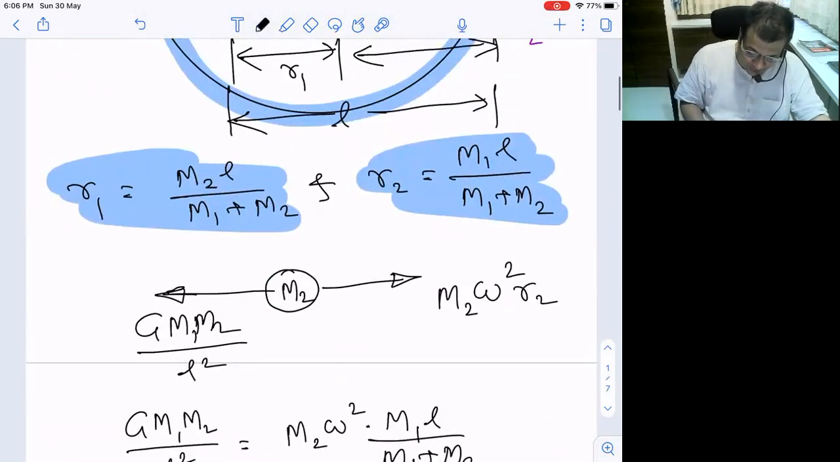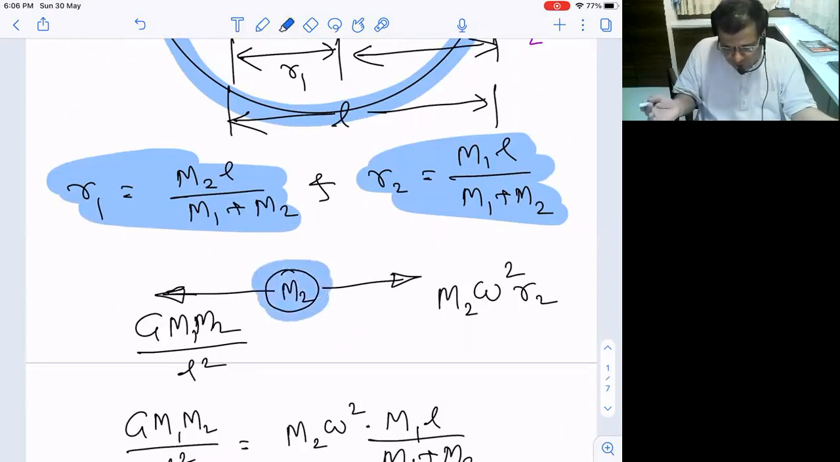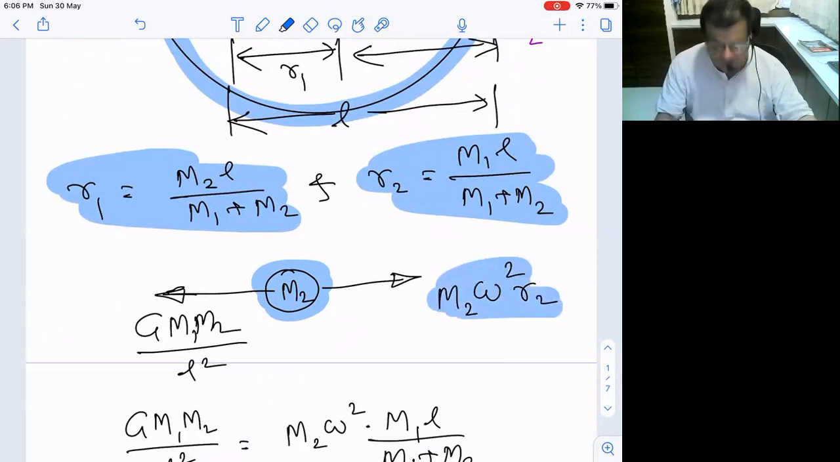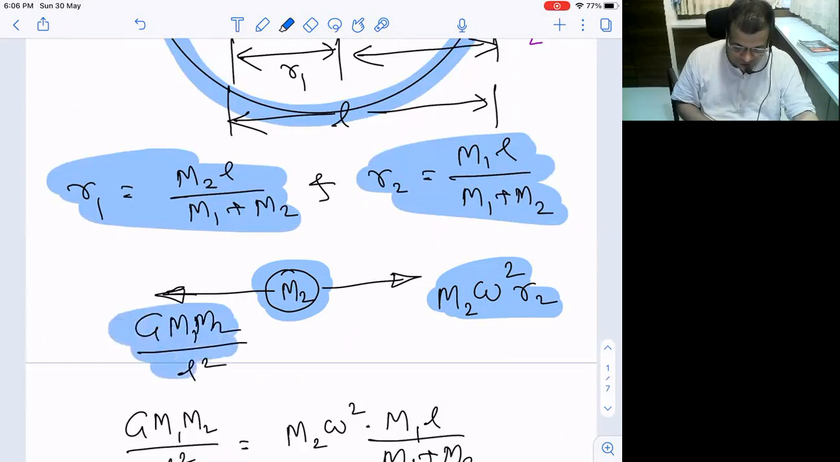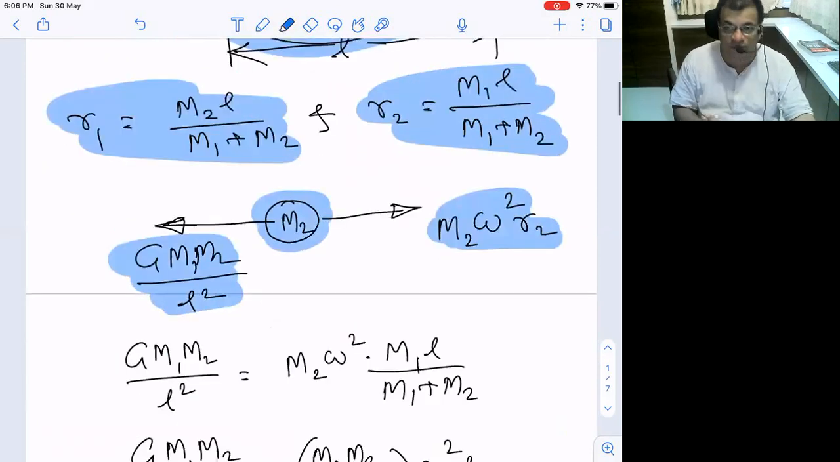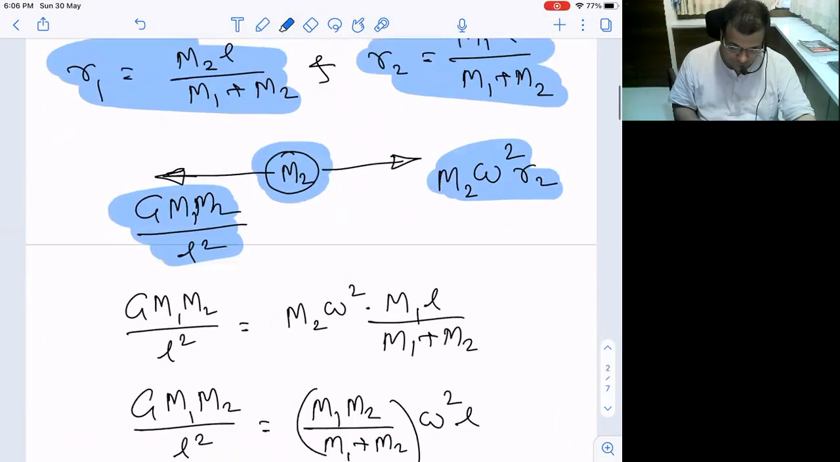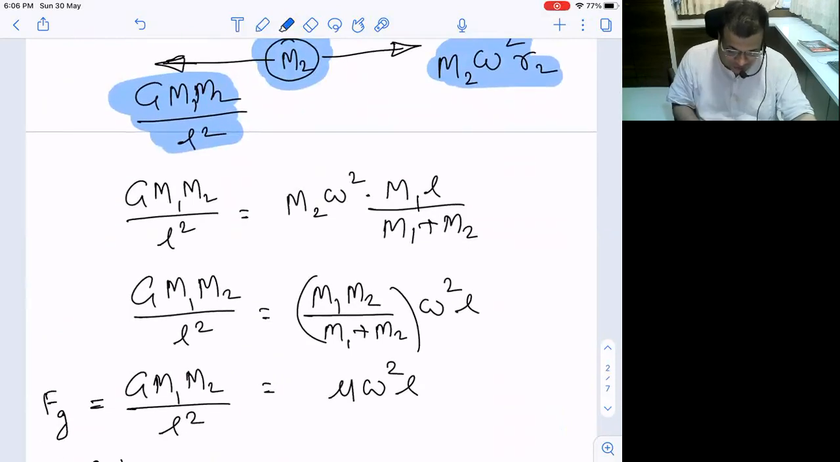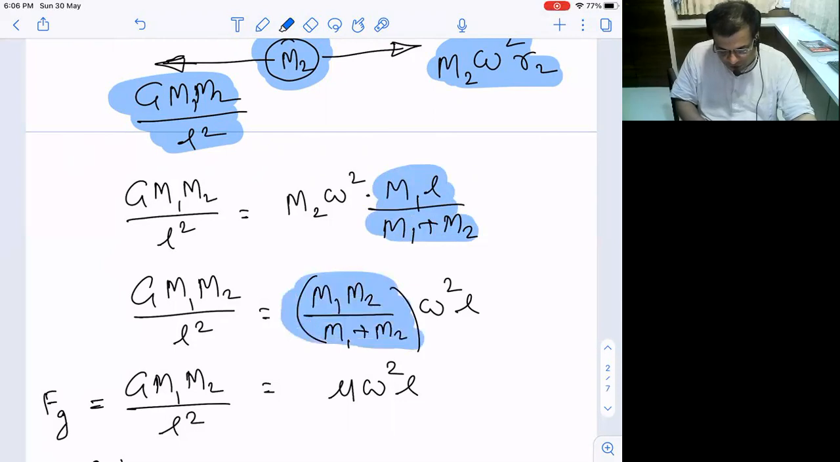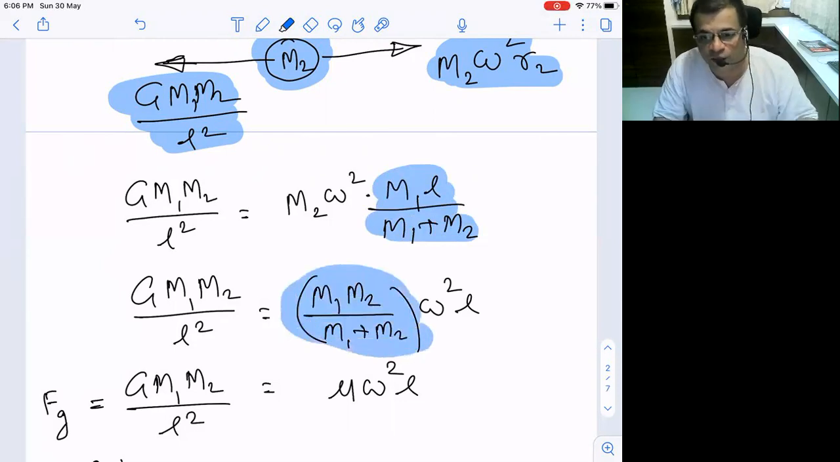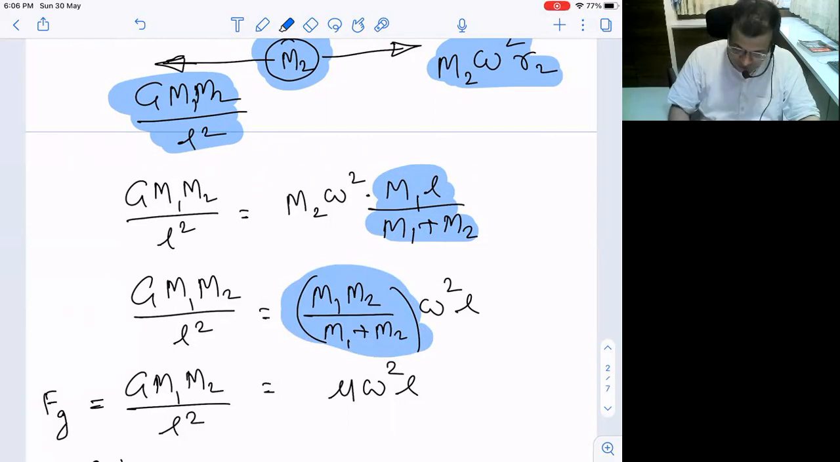So now if you draw the free body diagram of any one star, I am drawing the free body diagram of M2, and this is the centrifugal force M2 omega square R2, and this is the gravitational force between the two, where L is the distance between the two stars, that is, the separation between the stars. So notice that if I write all these equations here, and I replace this R2 with this particular expression, then we get the expression M1 M2 divided by M1 plus M2. So this is what is called, friends, reduced mass.